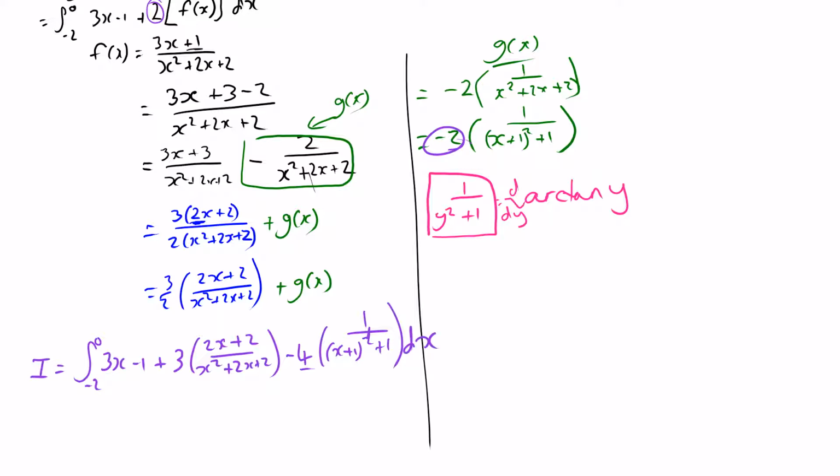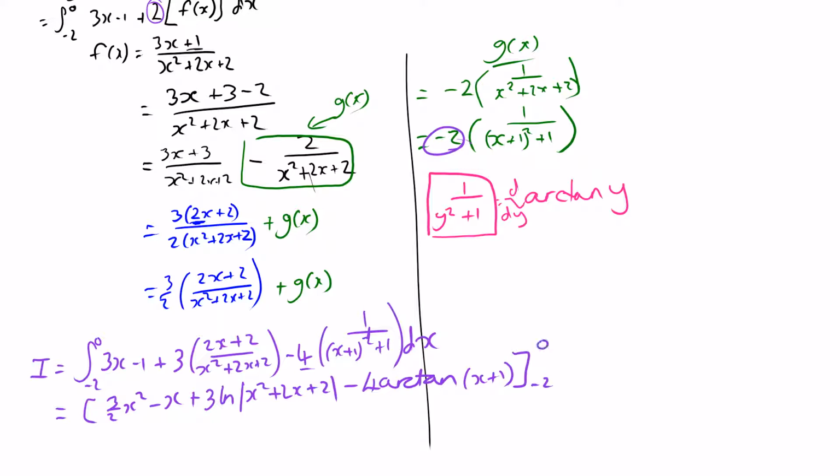And now we can simply integrate this, which gives us 3 over 2 x squared minus x plus 3 lots of the natural logarithm of x squared plus 2x plus 2 minus 4 arctan of y, and here y is x plus 1. And that is from the limits minus 2 to 0. Substituting those limits in brings us to the value of the integral to be minus 8 minus 2 pi.